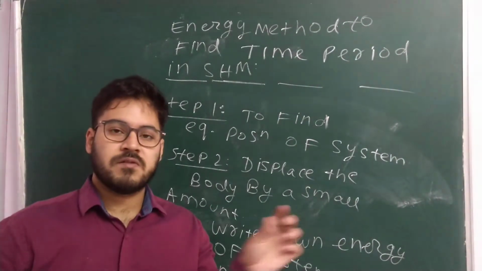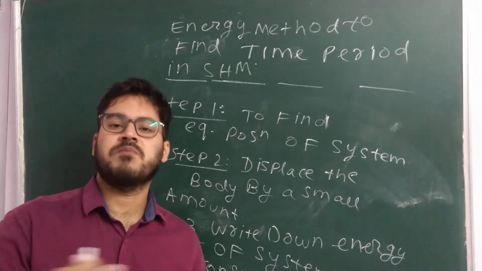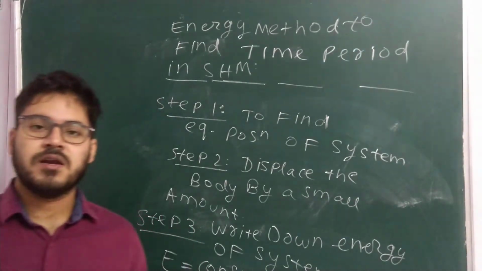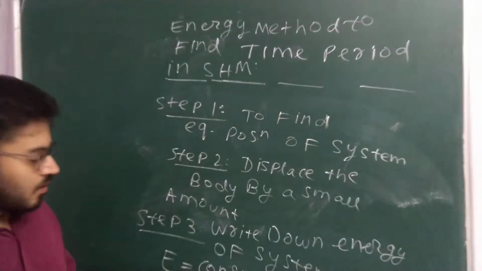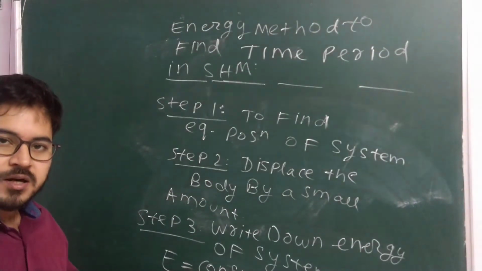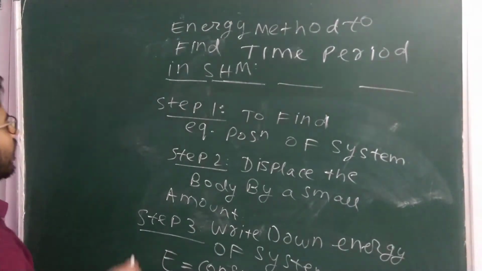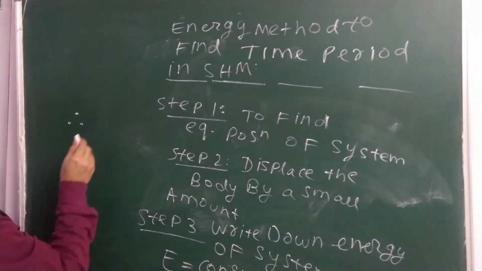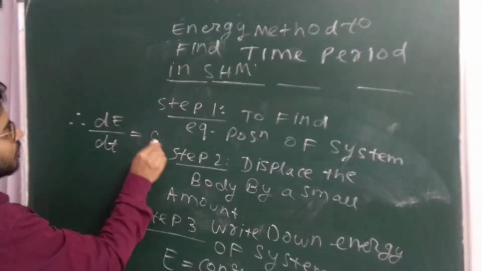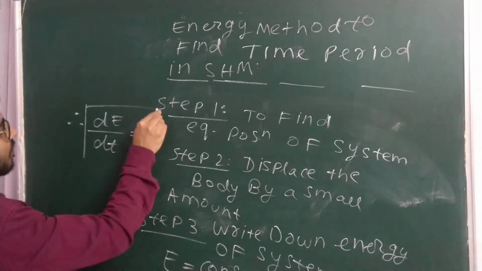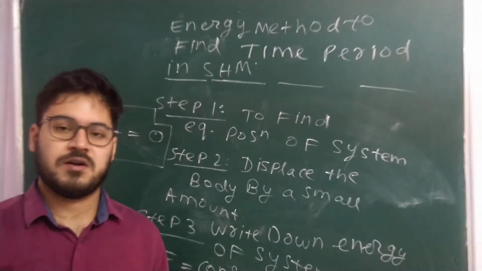Like a spring block setup, we know that the energy is simply oscillating between kinetic energy and potential energy. At some point of time it is kinetic, at some point it is potential. But the total sum E must be a constant with respect to time. And this means that the rate of change of energy dE by dt is going to be 0. This is the equation which will be utilized in finding the frequency or the time period.